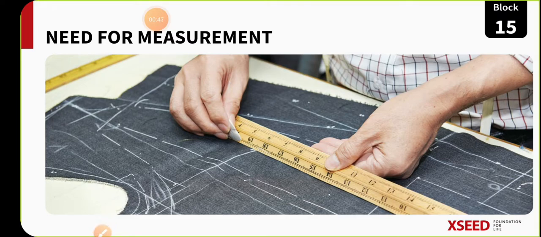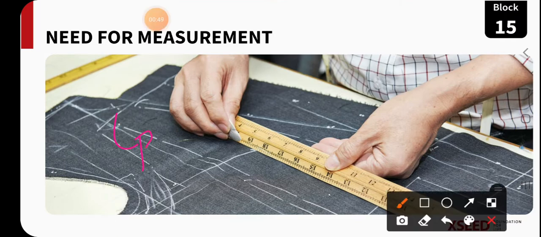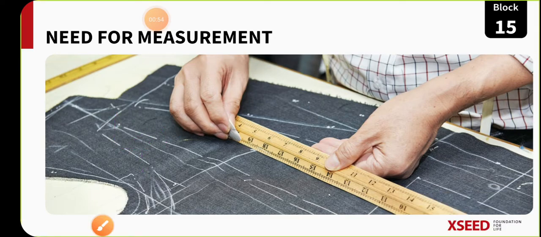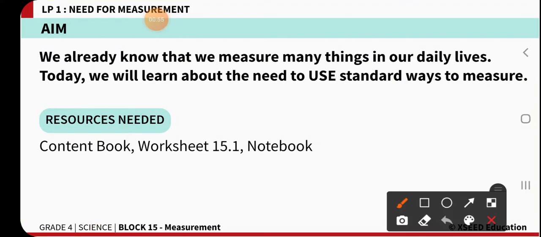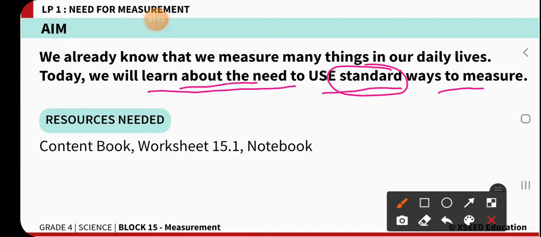The LP1 of your block 15 measurement is to know much more about the need of measurement. What is the main aim of our today's class? The main aim of our today's class is to learn about the need to use the standard ways of measurement. Initially there were no standard ways of measurement, and in our today's class we are going to learn about the need to use the standard ways to measure.